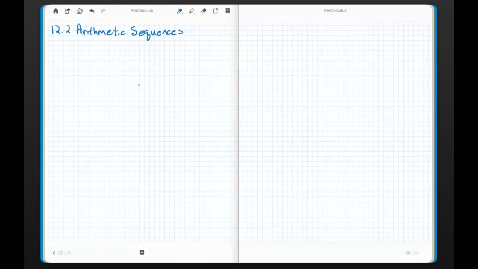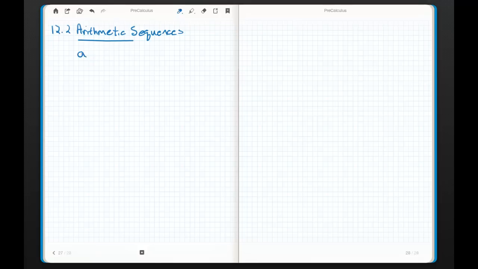We're in 12.2. We're going to talk about arithmetic sequences. Arithmetic sequences are special sequences. They're not just some standard issue sequence that you're pulling the range off of a function whose domain is the positive reals, or excuse me, the positive integers. An arithmetic sequence plays like this.